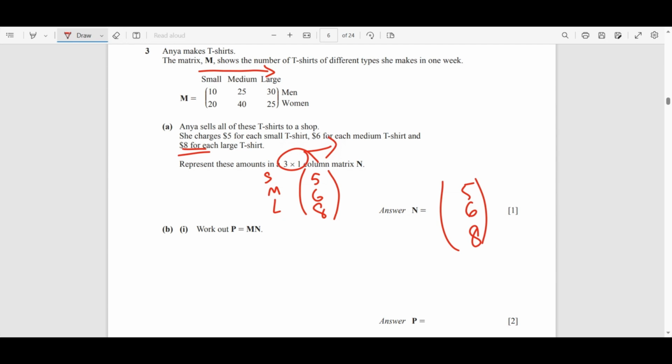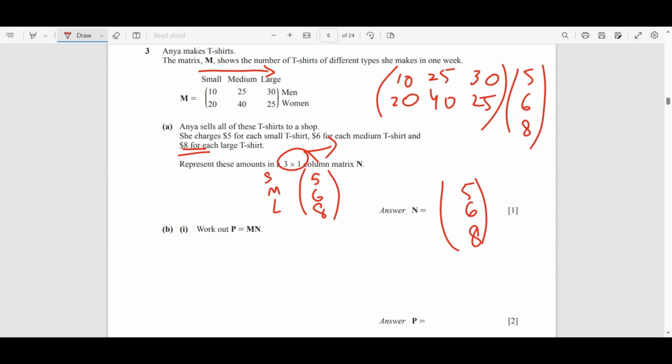you need to understand that with 10, 25, 30, 20, 40, and 25, you recall matrix multiplication. So if you write it like this, 5, 6, 8, which is the correct thing, and you multiply, what you get is 10 times 5, 25 by 6, and 30 by 8, which gives you the total amount for men, basically, because it adds up to here.